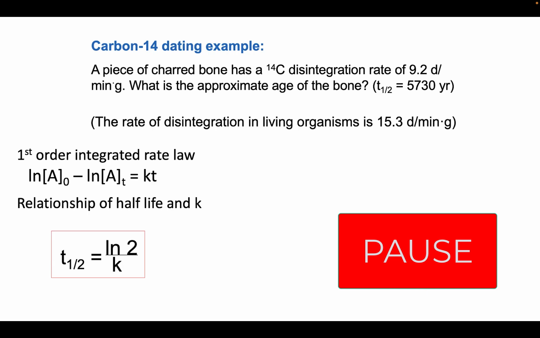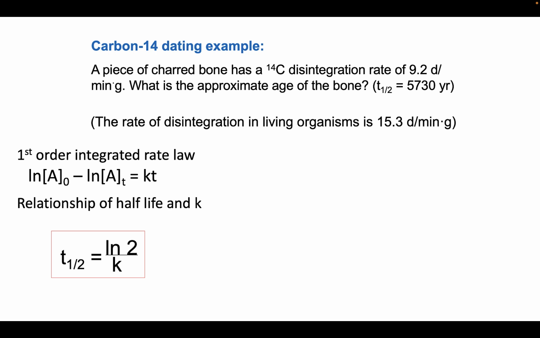What if we have the following, right? We have a piece of charred bone that shows a C14 disintegration rate of 9.2 and then the following units, right? And we want to compare this to the rate of disintegration in living organisms at 15.3. And so basically, if we have 100, let's say, C14, it's going to be disintegrating at such a rate. If there was only 50 of them, it would be disintegrating at half the rate.